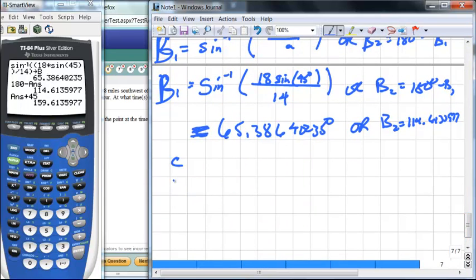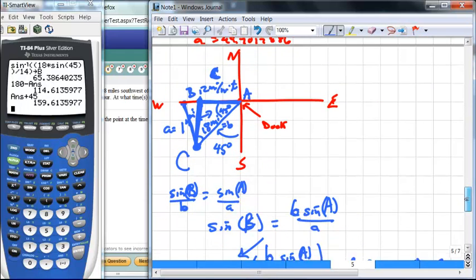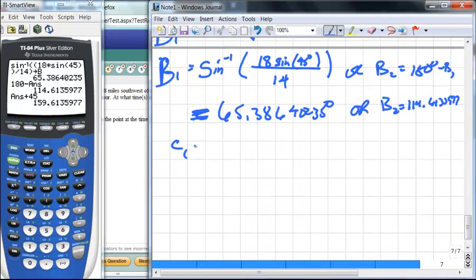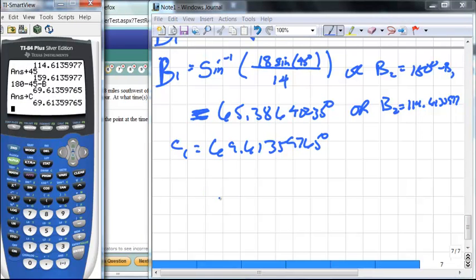Okay, so for C, we need to use the law of cosines, so we need to find angle C first. So let's find angle C, C1. That's 180 degrees minus the 45 degrees for angle A, minus the angle B that we stored, which is this 65 something, and that leaves 69.61359765 degrees. Okay, let me store that as angle C.